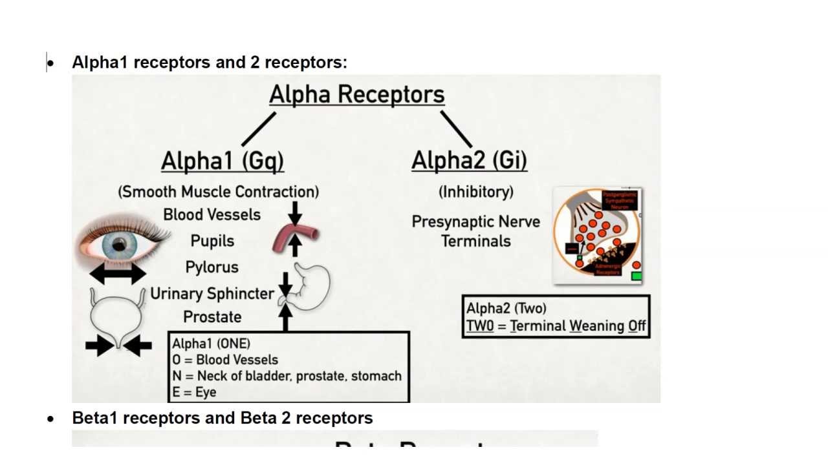An easy way to remember alpha 1 is with the acronym ONE. O is one, blood vessels, N is neck of bladder, prostate or stomach, and then E, eye. So those are the organs that are being affected by the alpha receptor.